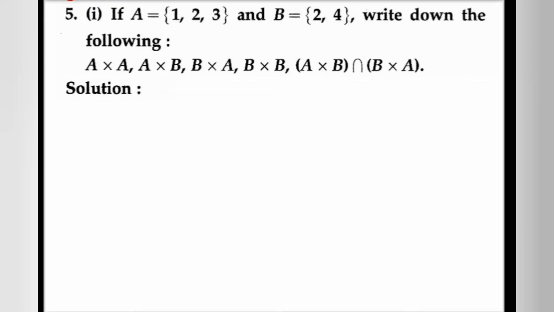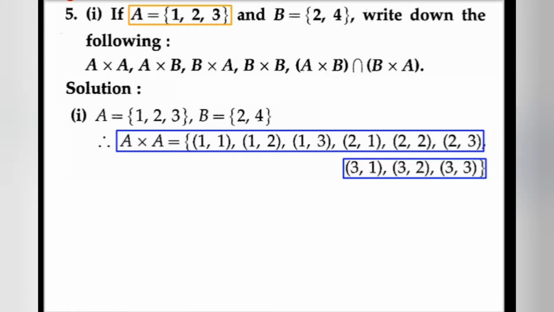Solution. Now A is set of 1, 2, 3. B is set of 2, 4. Now A cross A would be set of (1,1), (1,2), (1,3), (2,1), (2,2), (2,3), (3,1), (3,2), (3,3).